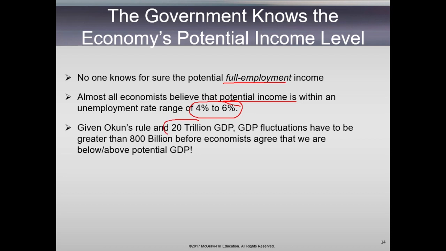And so if you have $20 trillion GDP, just roughly $20 trillion, you're talking about fluctuations that are greater than $800 billion before economists would agree that we're above or below potential GDP. So just think about that for a second. That's really a tremendous fluctuation in GDP that fortunately we just don't see every day.